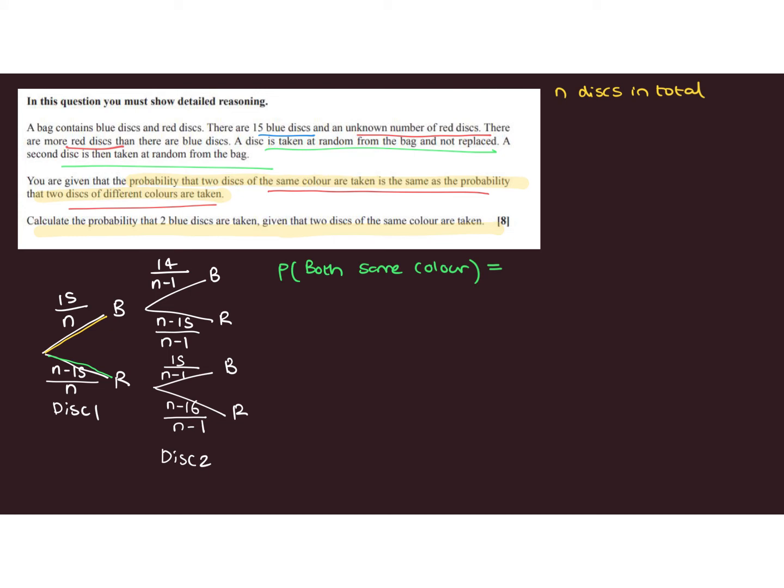Now, that means we've got the probability of two blues, this path here, add the probability of two reds. So this is equal to 15 over n multiplied by 14 over n minus 1, and we want to then add on n minus 15 over n multiplied by n minus 16 over n minus 1.